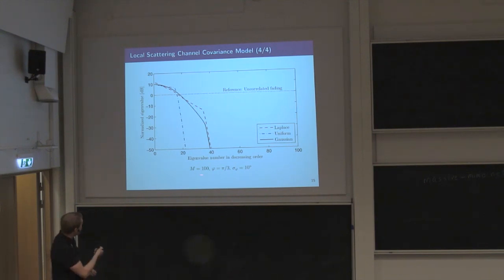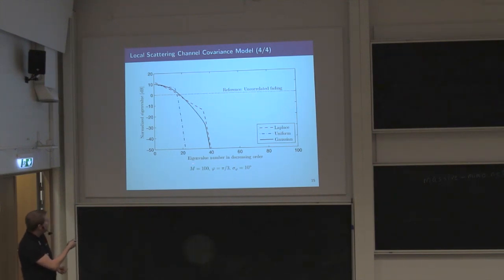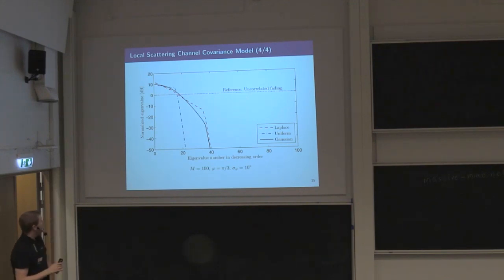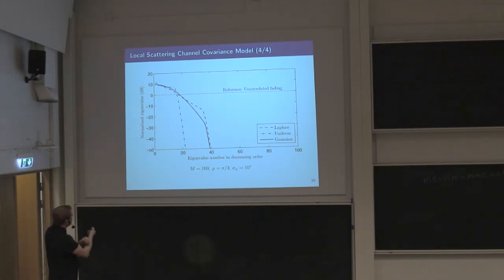For example, in this case, having a base station with 100 antennas, and the nominal angle to the user is pi over 3. I just took a number there, and I selected my angular standard deviation to 10 degrees. So that is the standard deviation of these variations where the multipath components come in to me. And here I'm showing what happens with the eigenvalues of the covariance matrix of the user. And I've ordered them in decaying order.